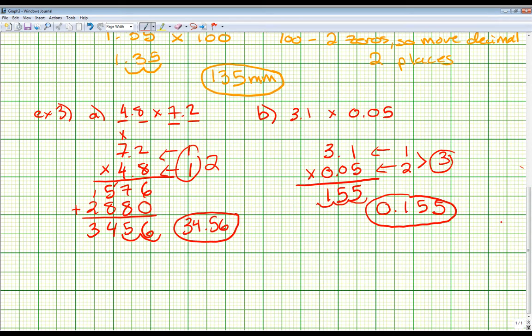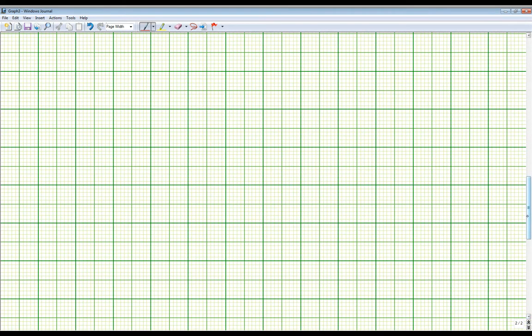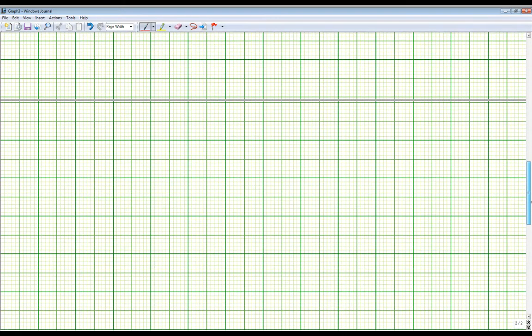Okay, go ahead and try the next set on your own, 6, 7, 8, and 9 at the bottom of page 87. Pause the video if you'd like, and your answers will come in just a moment. Okay, answers. Number 6 is 45.36. Number 7 is 24.408. Number 8 is 0.5688. Number 9 is 0.3570.